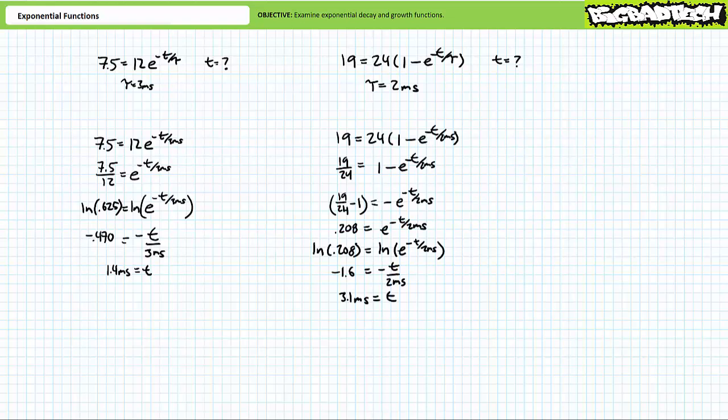To solve for the second desired time, we need to divide both sides by the constant 24, and then subtract 1 from both sides. Then remove the negative sign from both sides of the equation and take the natural log of both sides. Then we multiply both sides by the constant tau, in this case 2 milliseconds, and get rid of the negative signs on both sides of the equation. We're left with t equals approximately 3.1 milliseconds.